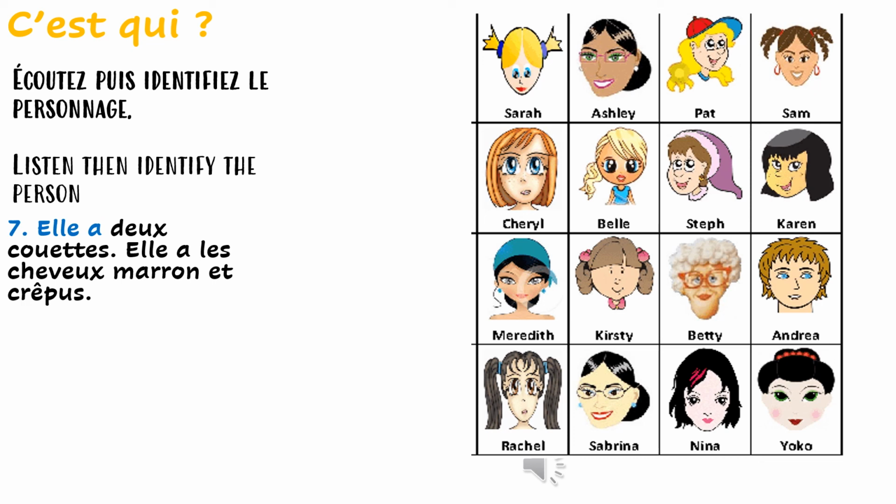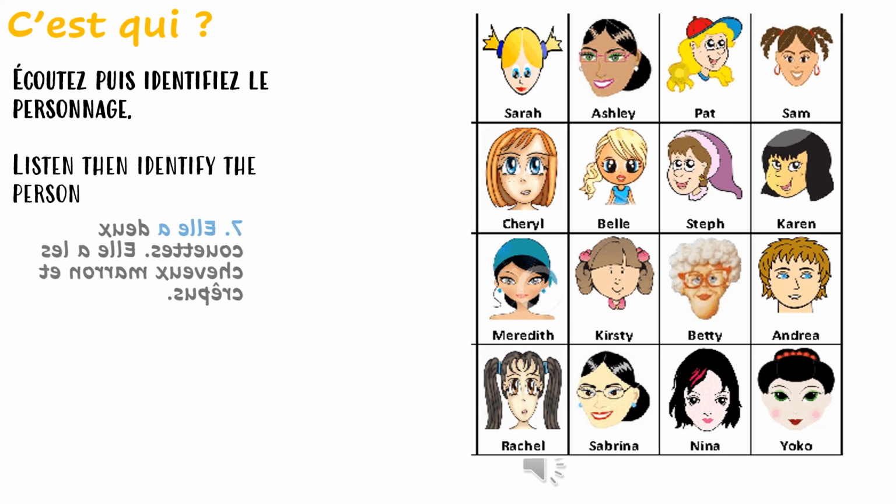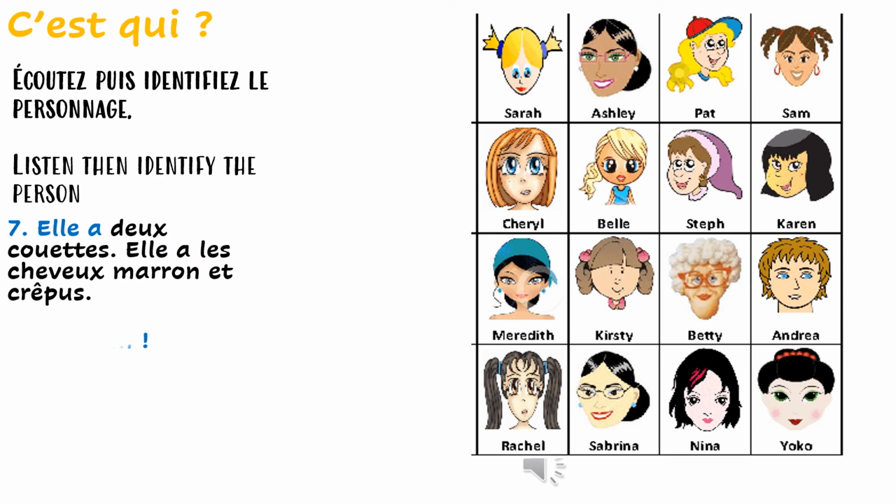I'm going to pass you through the pause and check it for yourself and then check the answer. C'est... Eh bien, c'est Sam, hein? C'est Sam. It is Sam. It's Sammy girl. What is the sentence saying? It says, elle a deux couettes. What is a couette? It is a ponytail. One, two. So Sam has two ponytails. She has two ponytails. All right.